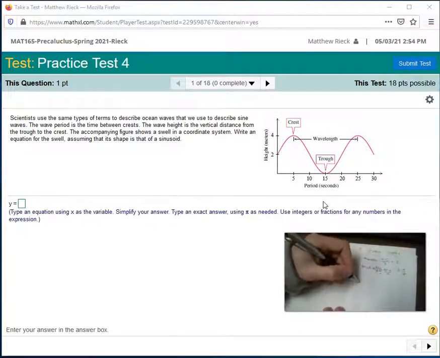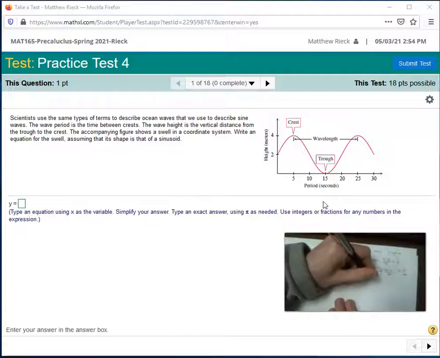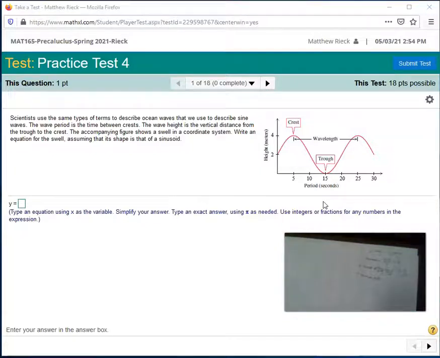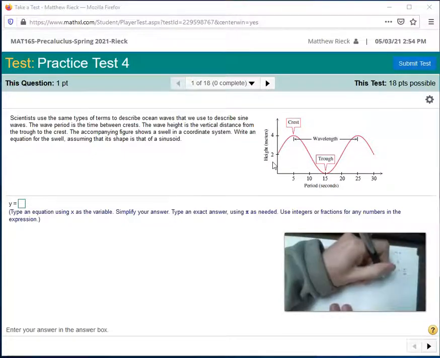And the final thing is, in this case, we're dealing with a vertical shift. There won't be a horizontal shift, but there is going to be a vertical shift. Generally the sine function goes through the origin, the point 0, 0. In this case, where it starts is actually at the point 0, 2. So we're shifting everything up 2 units.